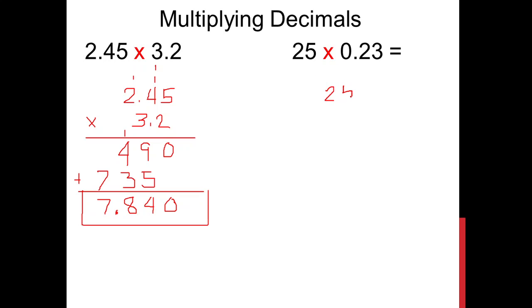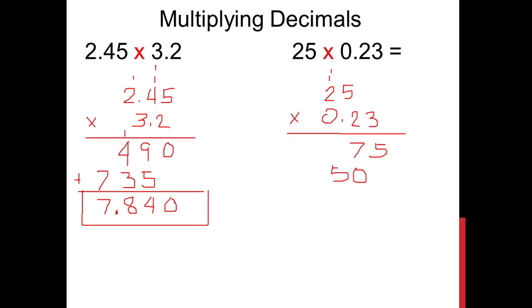25 times 0.23. So let's rewrite the statement here. Times 0.23. Again, there's no need to align our decimal. So we have 3 times 5, 15. Carry 1. 3 times 2, 6 plus 1, 7. Next, 2 times 5, that's 10. Carry 1. 2 times 2, that's 4 plus 1, 5.